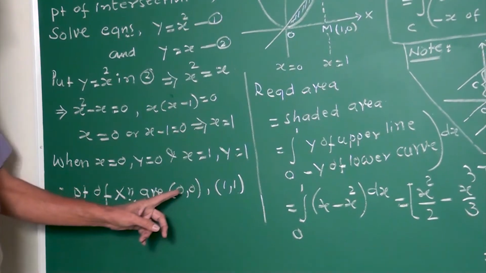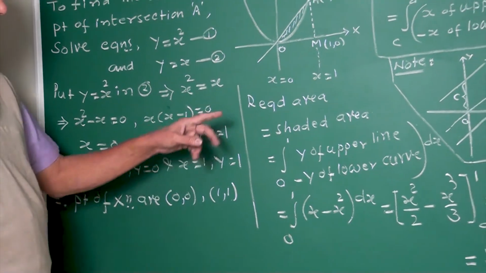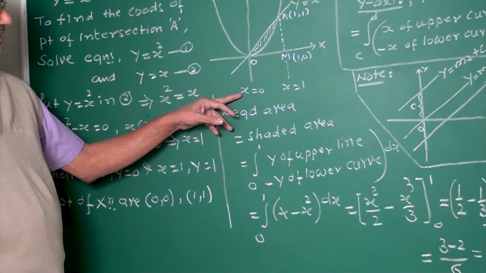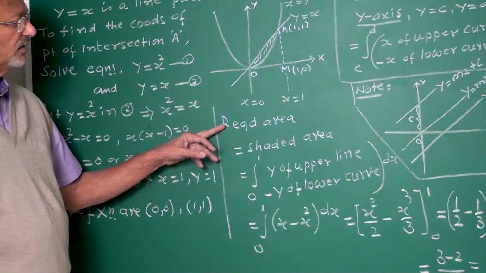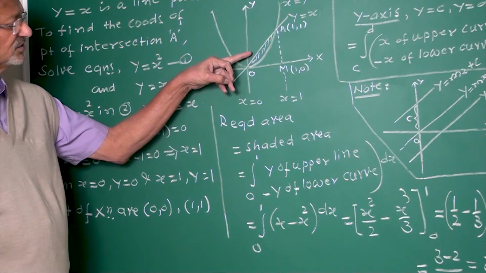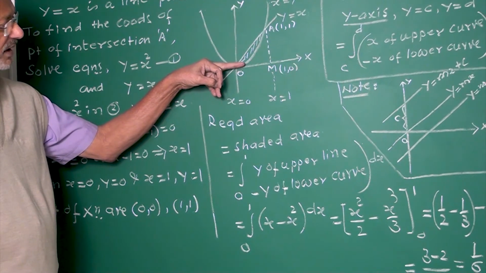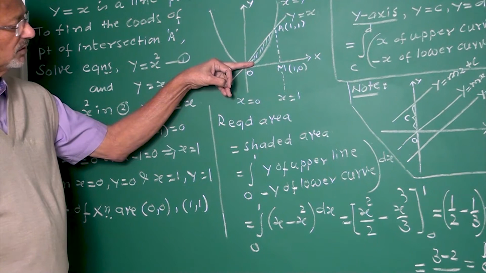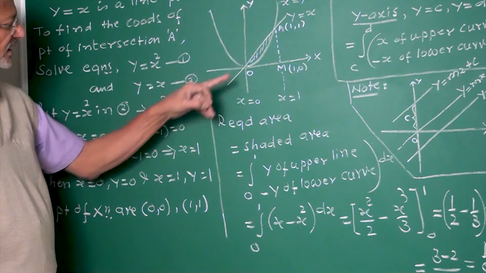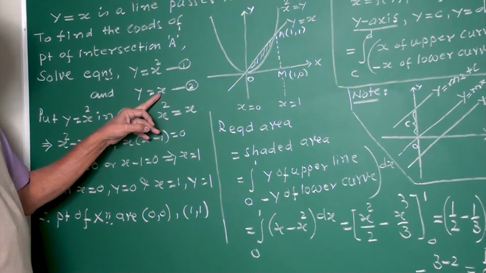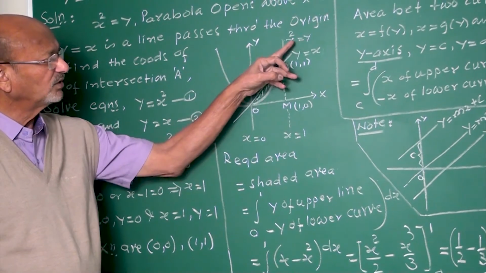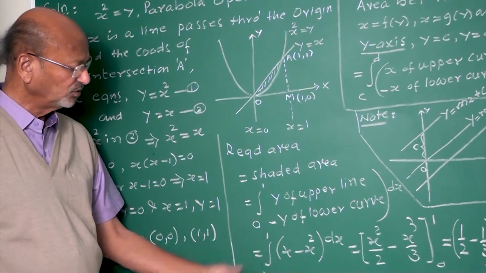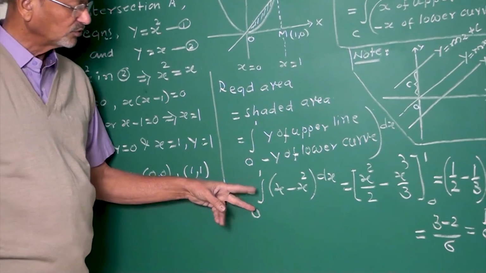After finding the coordinates of the point of intersection, mention that these are the limits of integration. Therefore, required area, the shaded area, is y of the upper line minus y of the lower curve, the lower parabola. What is y of the upper line? Y equal to x. And y of the lower curve is y equal to x square. Now integrate with the limits 0 to 1.